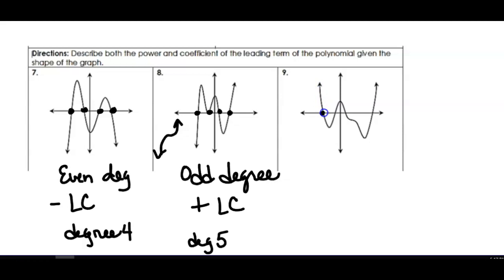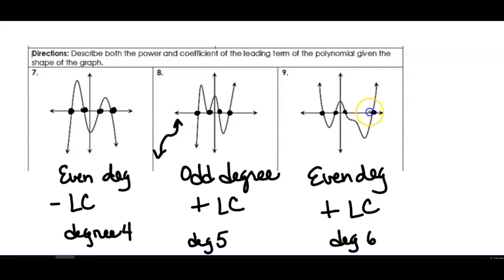All right. This has 1, 2, 3, 4 zeros as well. So it might be a degree 4. This little hitch in here probably means it's more likely a degree 6. Because I know it is an even degree because both ends are going the same way. And both ends are going up, so it has a positive leading coefficient. All right, it's quite likely a degree 6. If you said degree 4, that would be okay too. It doesn't actually ask us what degree. I'm just trying to preview the next part of the lesson.